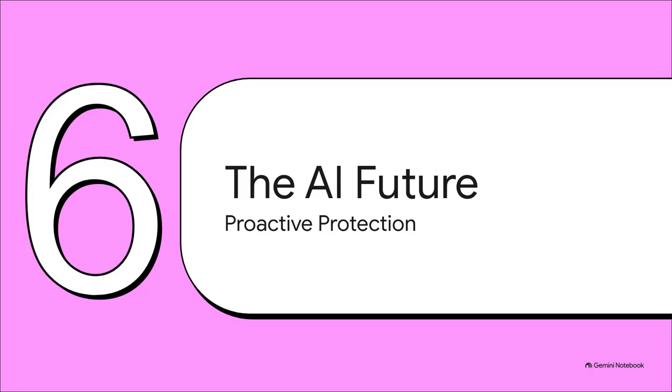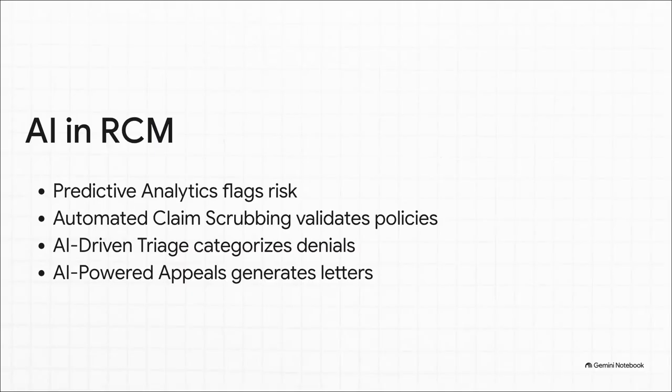Finally, let's wrap up with Section 6, the AI future. Look, AI is totally transforming the space. It's taking us from reactive denial management, where you feel like you're constantly just putting out fires and chasing your tail, to proactive revenue protection. Predictive denial analytics can actually analyze historical data to risk score claims and flag high-risk trends before you ever even hit submit. Then you've got automated claim scrubbing, which validates your entire claim against thousands of specific payer policies and NCCI edits in real time.